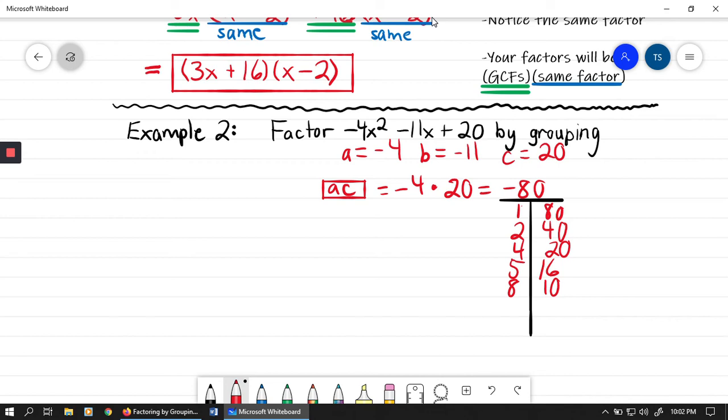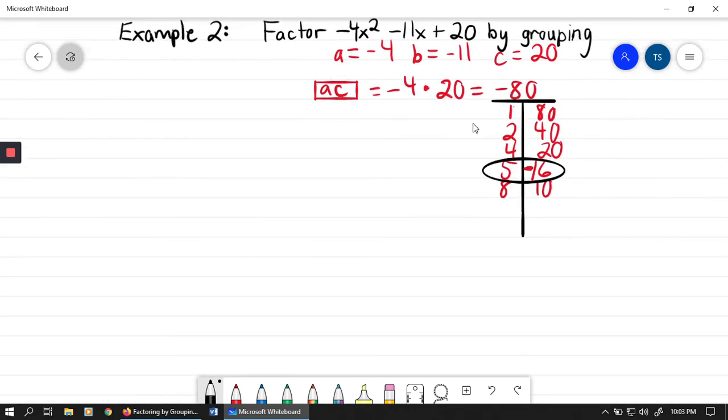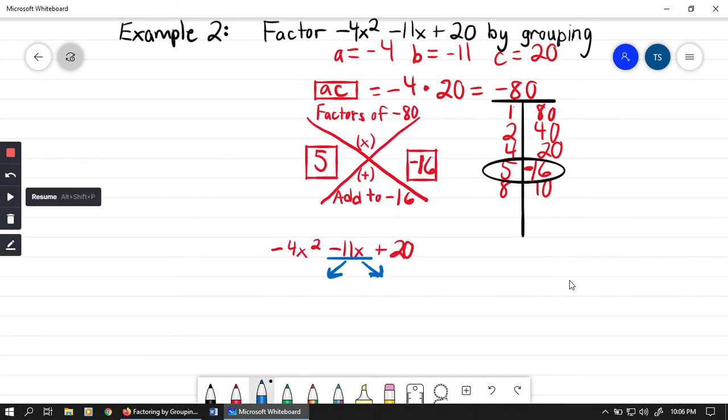So the question is, which one of those two, 5 or 16, will be negative so that it adds to give you negative 11? And of course here the answer is that negative 16 will be the one that's negative, so that it adds to the right thing. Alright, so we know that it's these two factors, whether we draw out the little x factor or not.